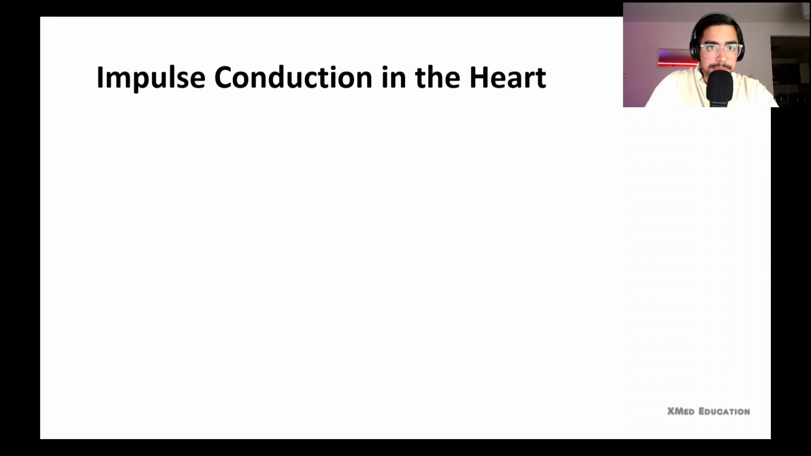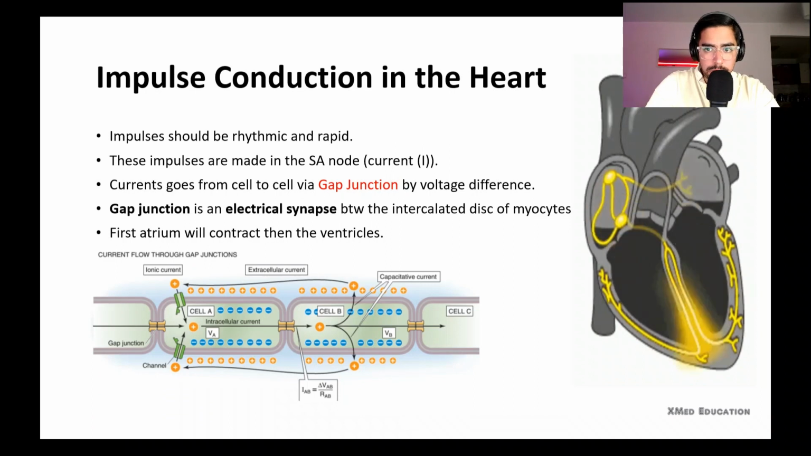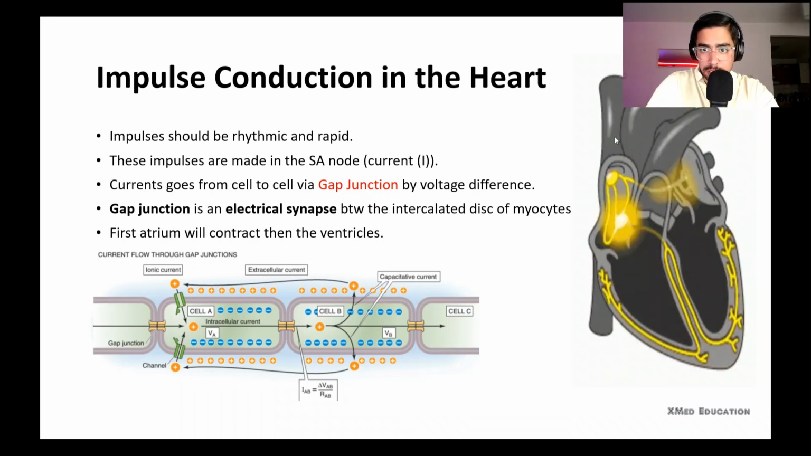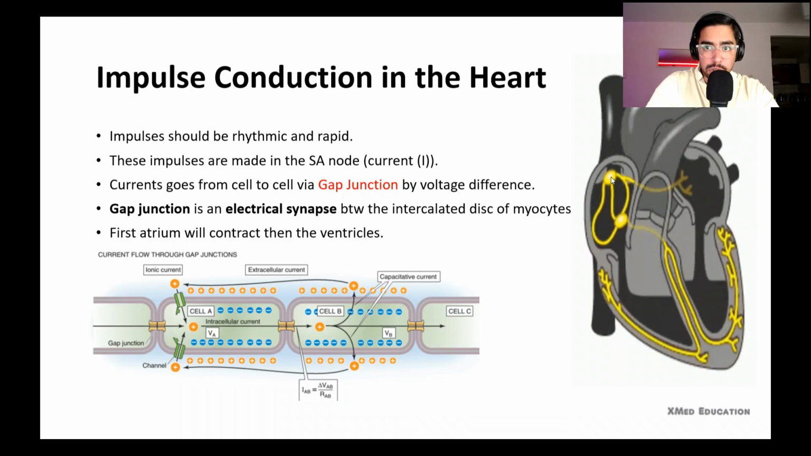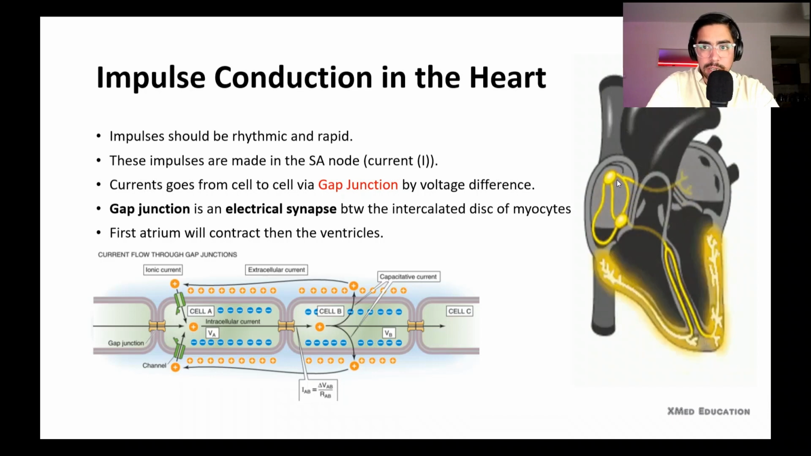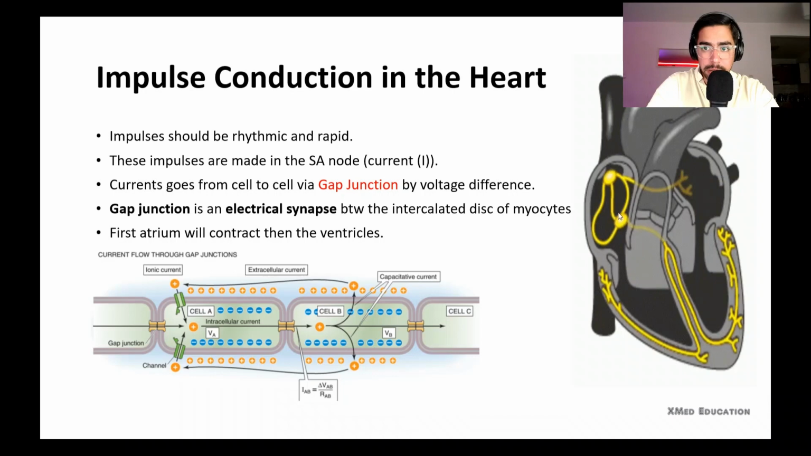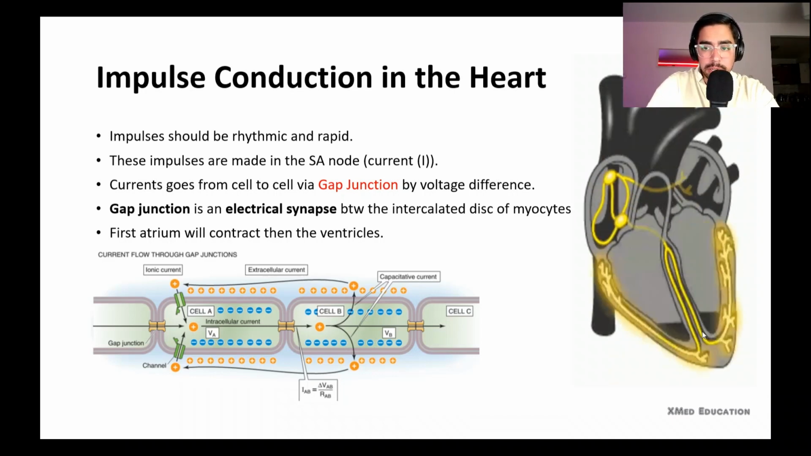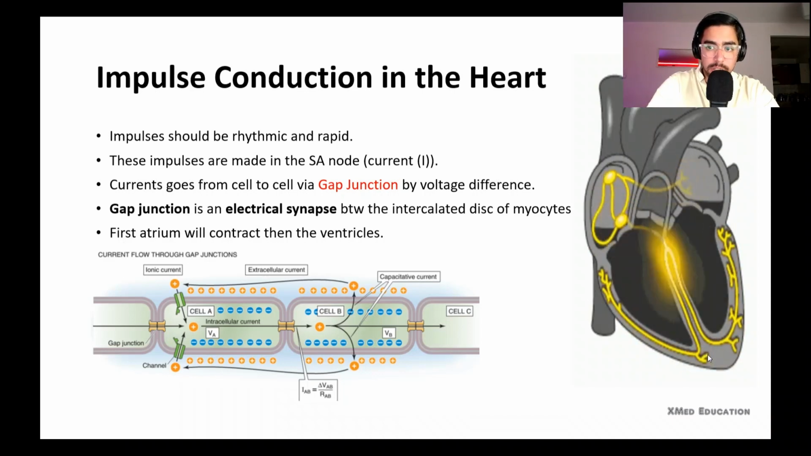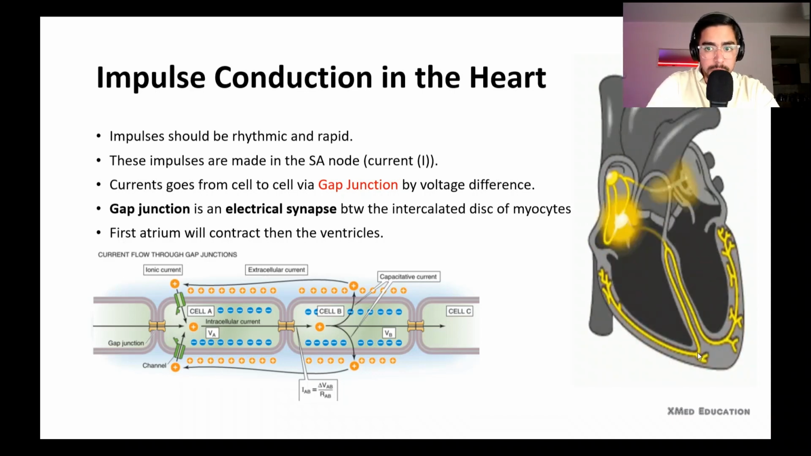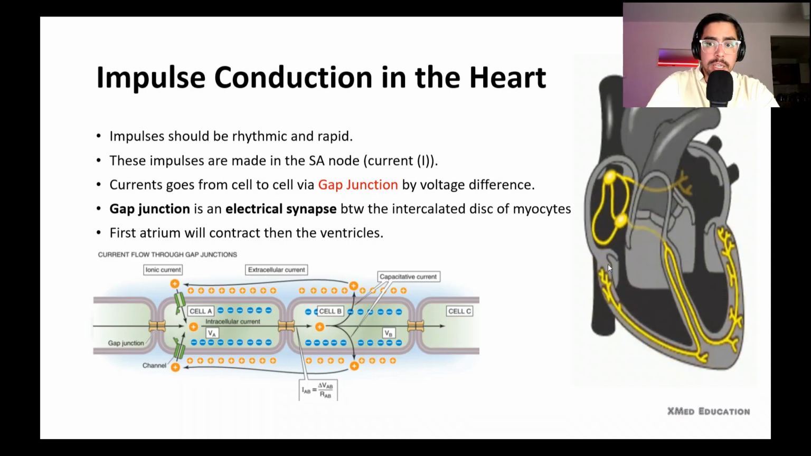So let's see impulse conduction inside the heart. I want to first talk about this picture that you can see here. It's very beautiful how it shows how this conduction system works inside the heart. First, from the SA node, the impulse goes to the atrium and contracts the atrium, and from different paths it goes to the AV node and bundle of His, then the bundle branches, then to the base of the heart via the Purkinje fibers, and then all the way in the wall between the atrium and ventricle.